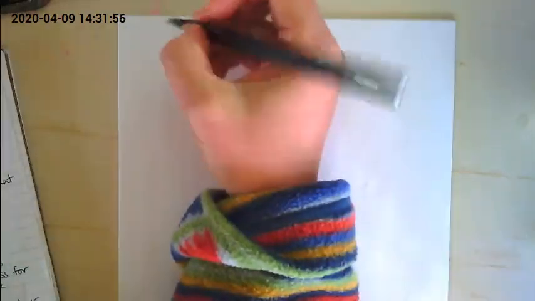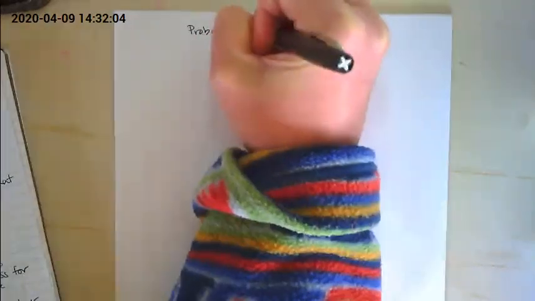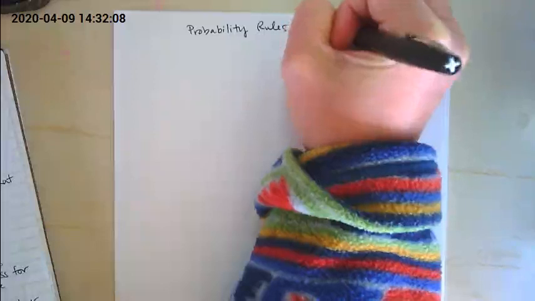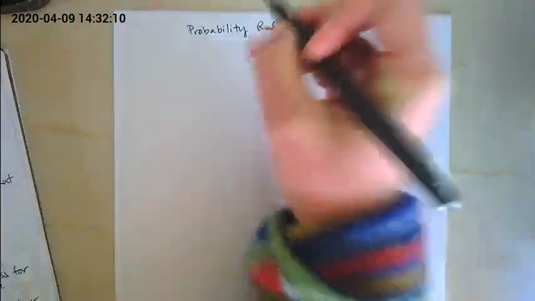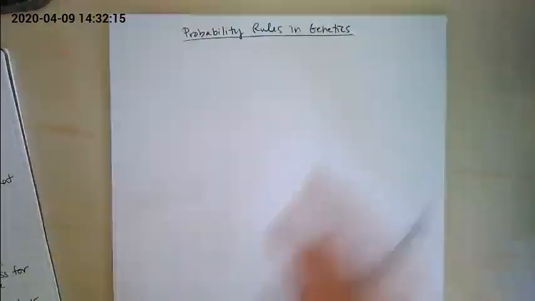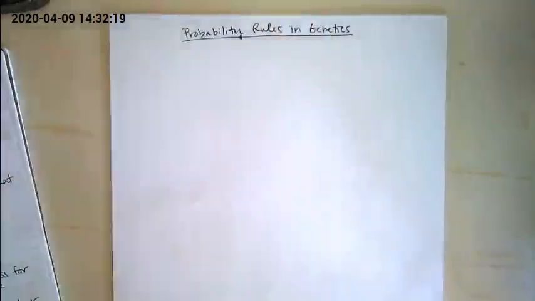Hey, honors. Today we're going to be talking about probability rules in genetics. That's the main theme, but we're going to take a little journey and then we'll come back around to this.